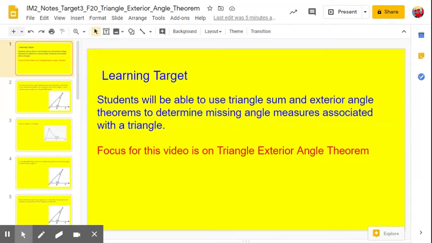Our focus for this video is going to be the Triangle Exterior Angle Theorem. First, we're going to try to do an informal proof and kind of discover the Triangle Exterior Angle Theorem, and then we will look at some examples of how to apply it to solve for missing angles.